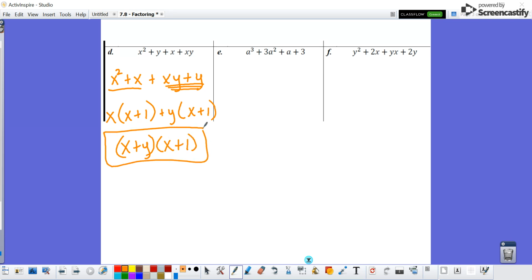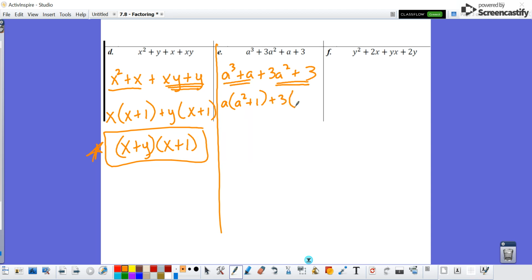This guy again here in letter E, it will need to be rearranged. So again, you can ponder and work through it potentially in different fashion, but ultimately your binomials need to be what I have there. So I would rearrange this as a cubed plus a plus 3a squared plus 3. So I would GCF out a, I'm left with a squared plus 1. So I need a match over here of a squared plus 1 in this group. So I would take out a positive 3, and I'm left with an a squared plus 1. Final answer, a plus 3, a squared plus 1.